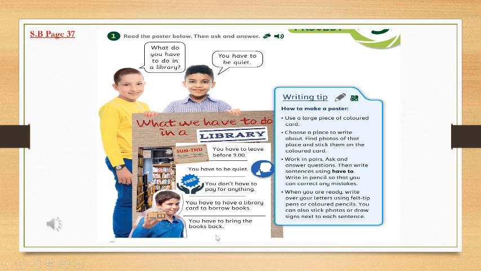Listen again. Module 3. Project 1. Read the poster below. Then ask and answer. What do you have to do in a library? You have to be quiet. You have to leave before 9 o'clock. You don't have to pay for anything. You have to have a library card to borrow books. You have to bring the books back.